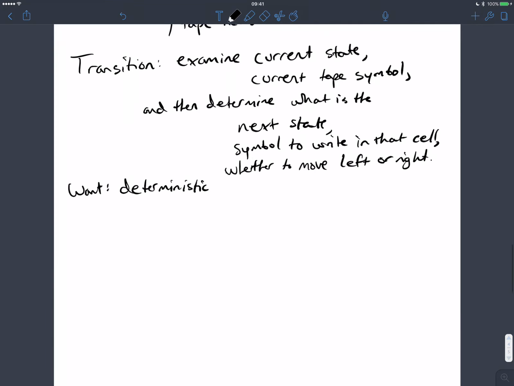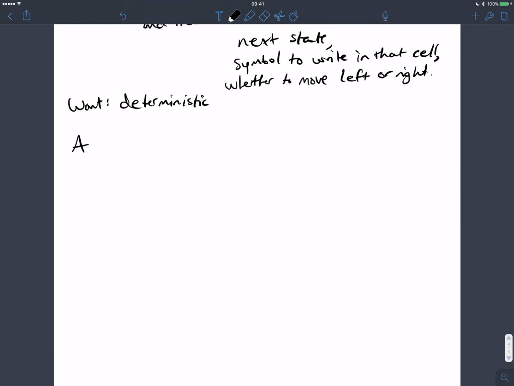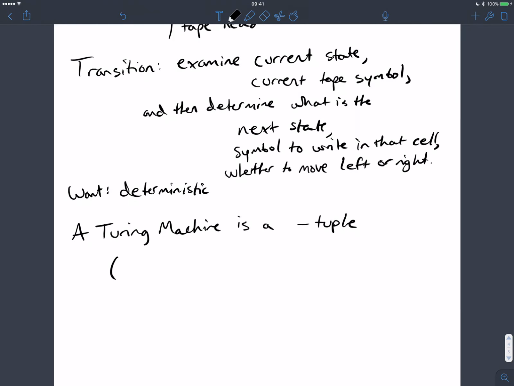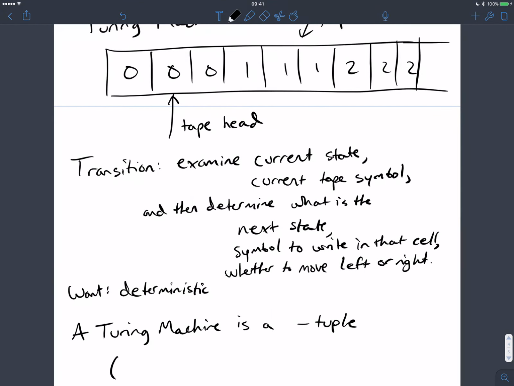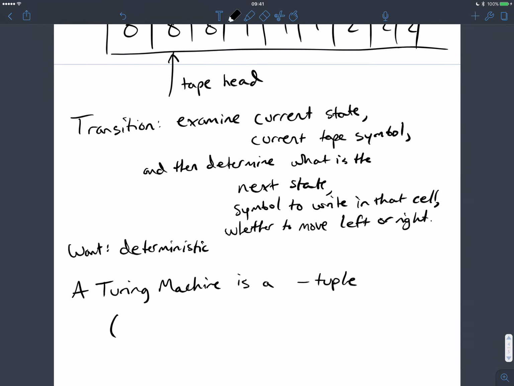So let's formally define this thing. A Turing machine is a something tuple. This one's going to be the longest of all the ones we've seen. Now we have to think a little more deeply about what Turing machines should be able to do. When we talked about DFAs or even PDAs, do they ever modify their input? No. And they never go back across their input either, which is something to worry about here.